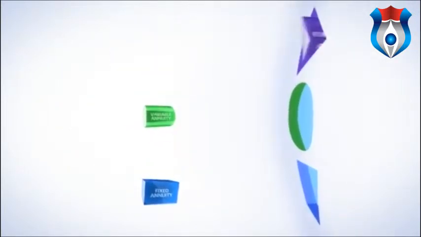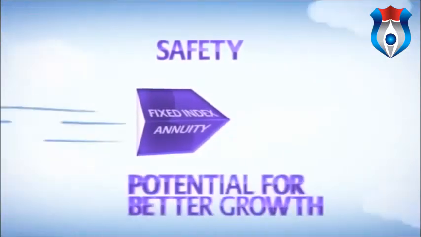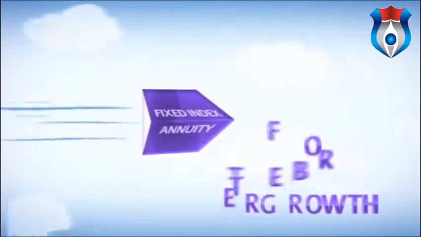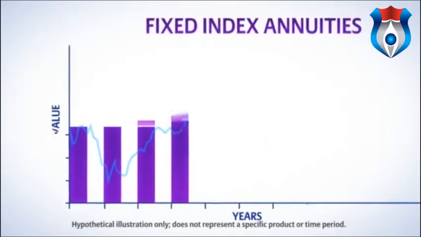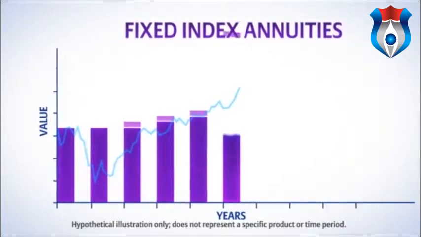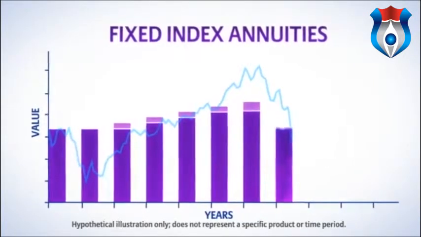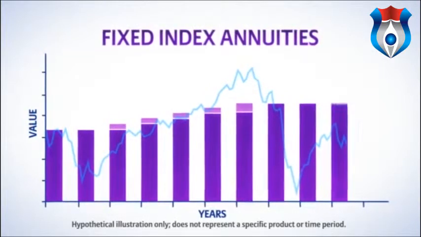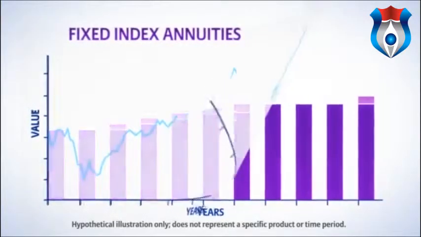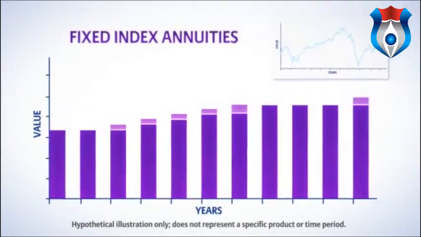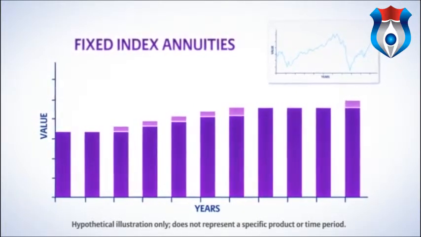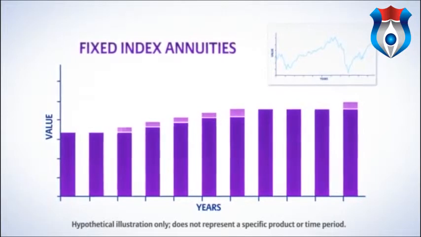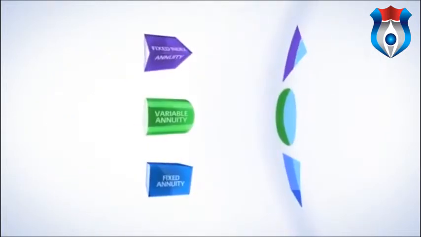If you want the safety of a fixed annuity with the potential for better long-term growth, a fixed index annuity may interest you. Fixed index annuities provide the same type of protection as traditional fixed annuities, along with the potential for higher interest based on positive changes in an external index like the S&P 500. However, you are not actually participating in the market, and there are limits to how much interest you may earn. In other words, fixed index annuities offer the protection of a fixed annuity with more upside potential.